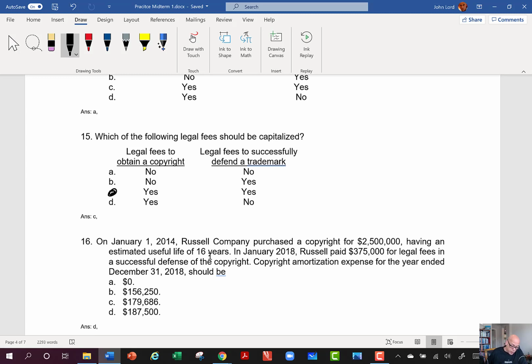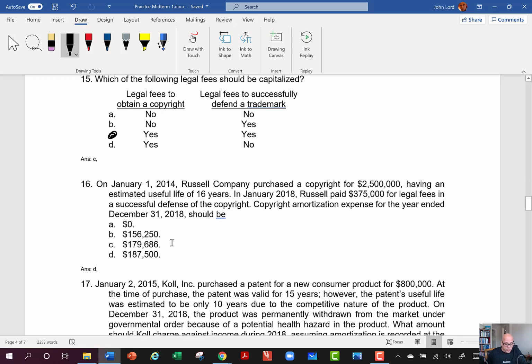Okay, good. Number 16. On January 1st, 2014, Russell Company purchased a copyright for $2,500,000. Now, hang on a second. Now they've purchased a copyright. Any money that you spend, you sit there trying to write a beautiful melody that the whole world's going to love, any money you spend to develop that, no.